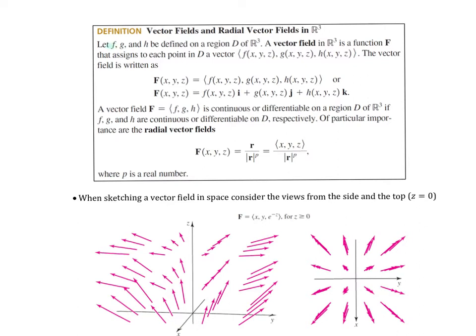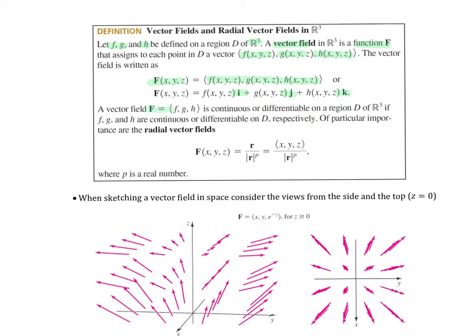So let's say that we have F, G, and H defined on some real three space. So a vector field, again, it's a function. And it's defined the same way, that its components are the functions f, g, and h. So our vector field in vector form or in i, j, k form.